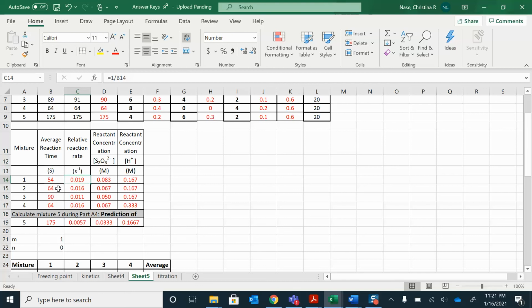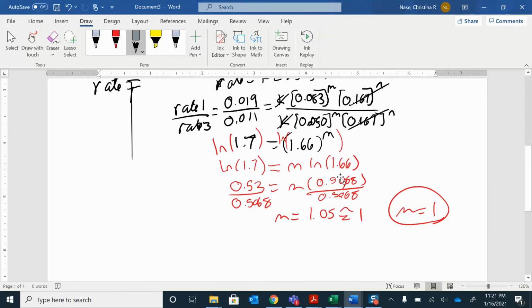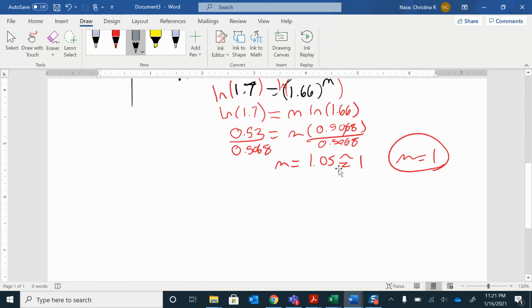If you look at the rates over here, 0.016 and 0.016, the rates are the same, so that part's not going to help me. But if I do 4 over 2, this 0.33 is bigger than 0.167, so I'm going to do that one. I'm going to do rate 4 over rate 3 in this case. Ooh, that's not what I wanted. All right, I'm sorry, rate 4 over rate 2.